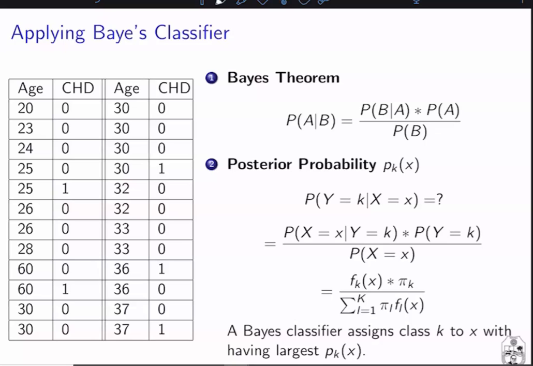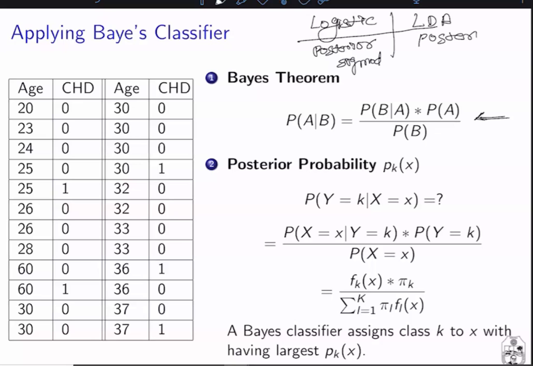In case of the LDA, we are going to use a theorem called Bayes theorem. Here is one of the most important differences between logistic regression and LDA: in case of the logistic regression, we have calculated the posterior probability using a sigmoid function, and in case of the LDA, we are calculating the posterior probability indirectly by using the Bayes theorem. And how it is calculated, let us see.